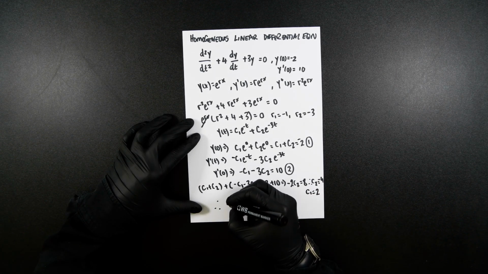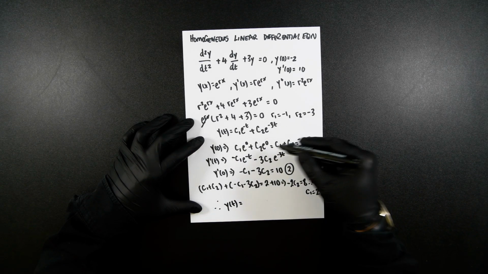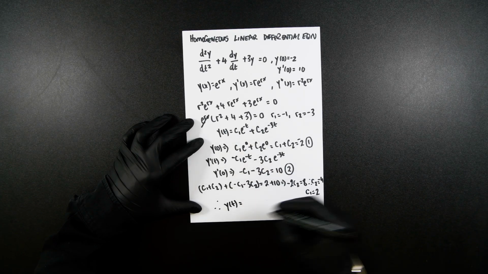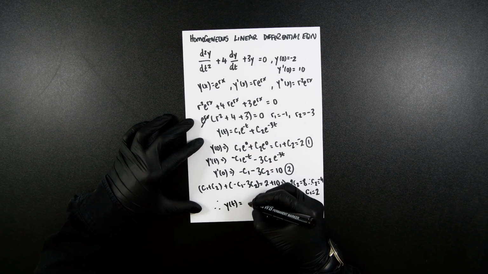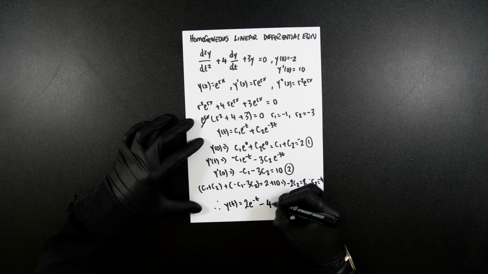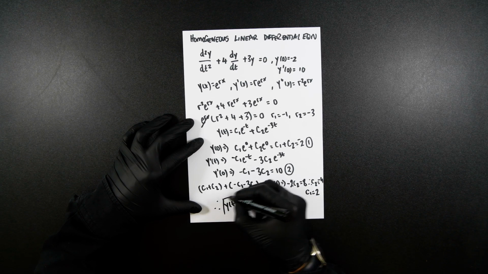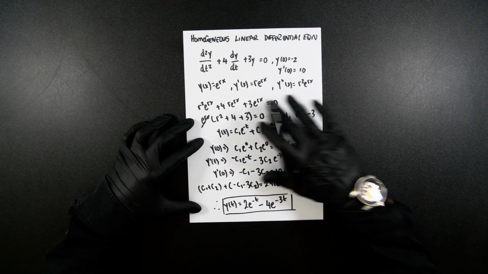Therefore, the general solution would be y(t), which equals, now we can sub in to here, our two solutions are c1 and c2, 2e to the minus t minus 4e to the minus 3t. That's it. Easy.